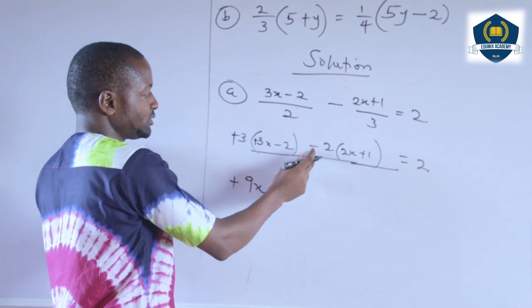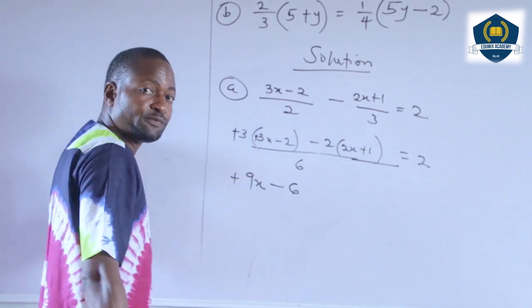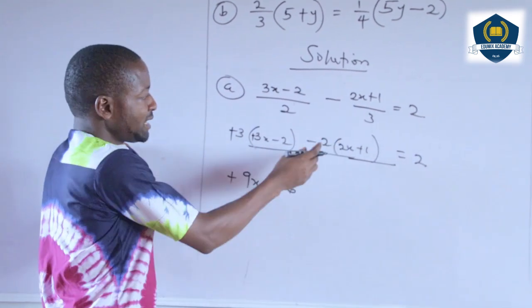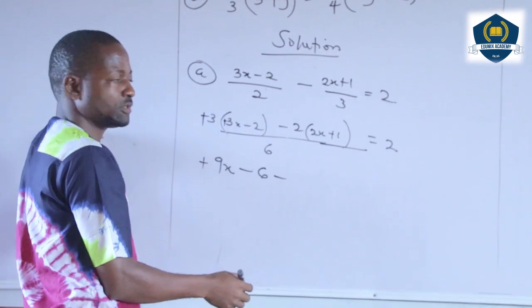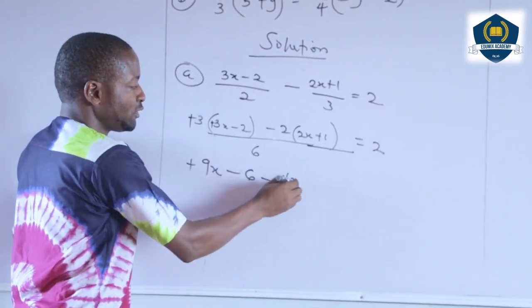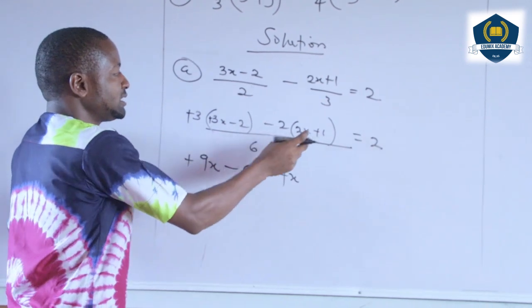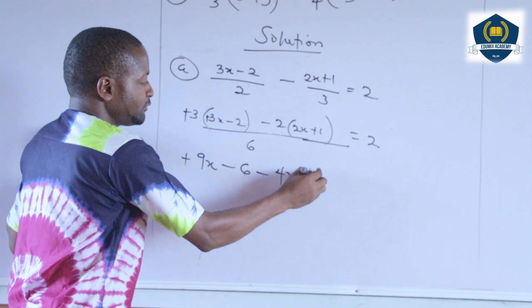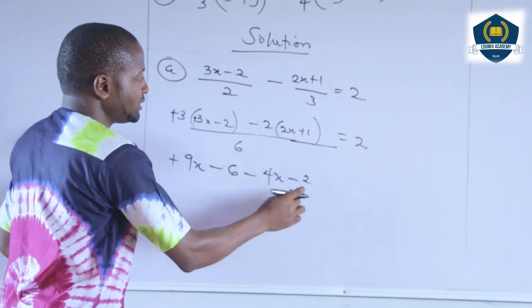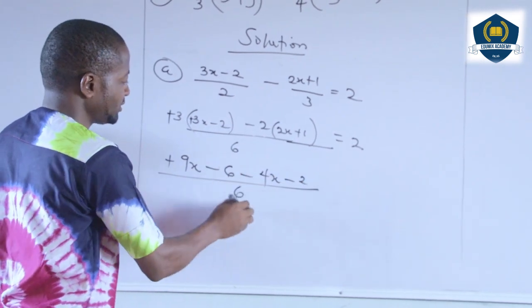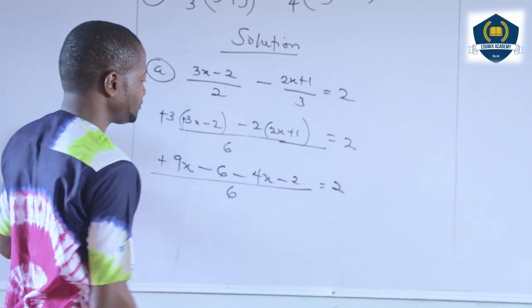Then this minus times this plus. There's an invisible plus in front of 2x. So minus times plus, there you have minus. 2 times 2x, that is 4x. Alright? Are you following me? Yeah. So minus times plus is minus. 2 times 1, you have 2. So everything over 6 is equal to 2.